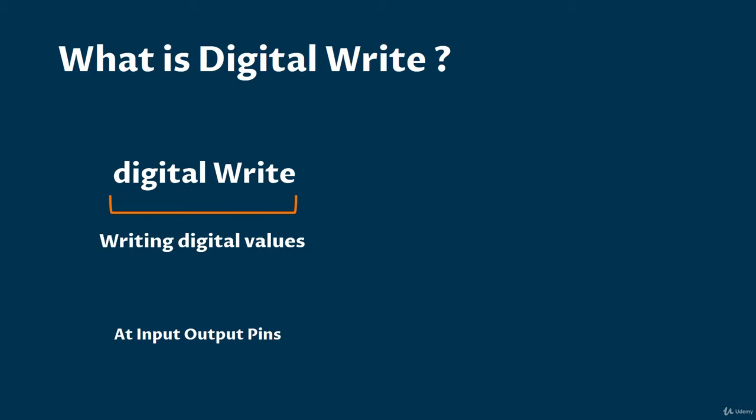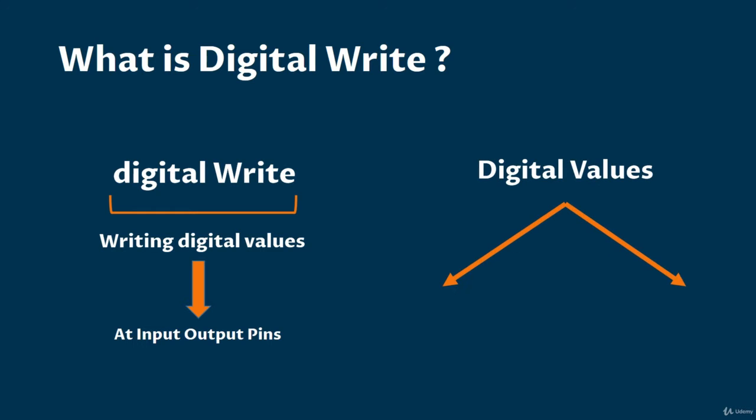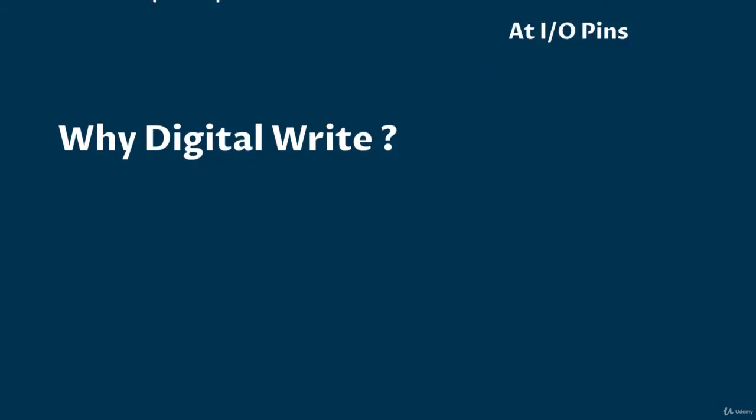So this function we can say is directly associated with the inputs and outputs. Here digital values mean HIGH or LOW. A digitalWrite function can write either HIGH or LOW, and where? At pins. Now after knowing the digitalWrite function, you may ask why we need this function.